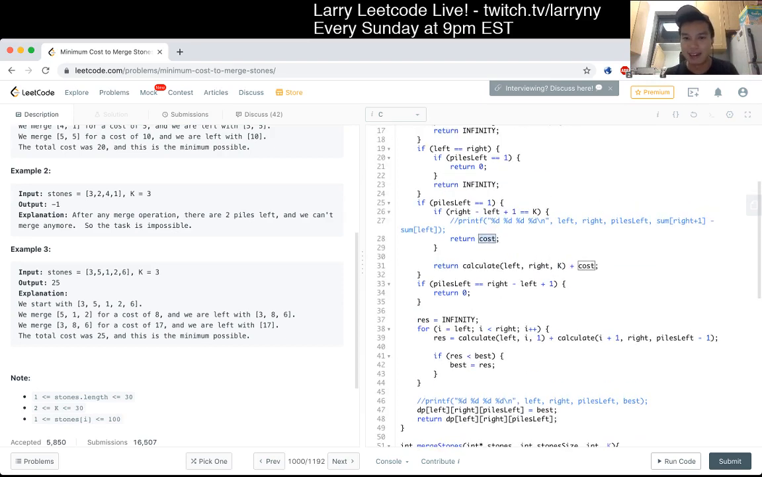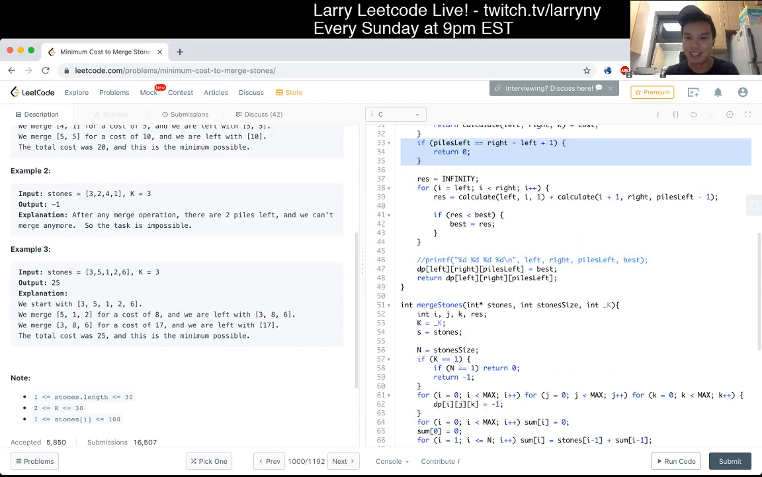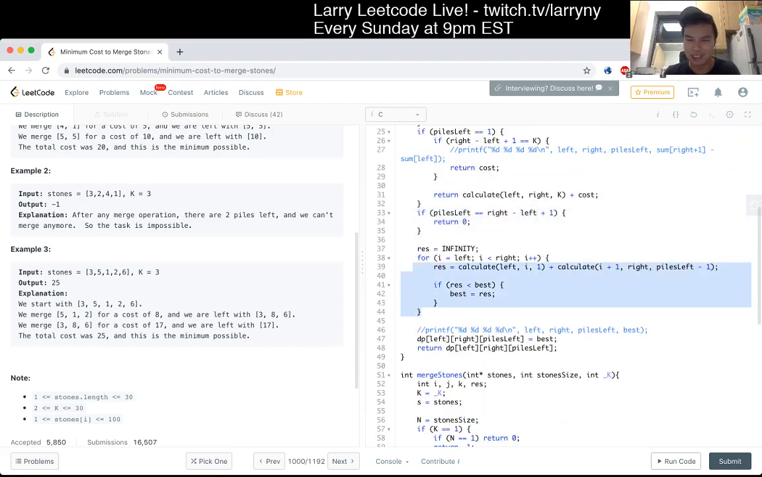Otherwise, you just do it recursively. So instead of 1 pile, now you want to have k powers, which in this case is 3 powers, and then you just do the math that way. That's the recursion, right? And then this one is also, if you need x piles and you have n buckets, then you're done, right? So that's what this means. And otherwise, we do all the recurrence that we talked about before.